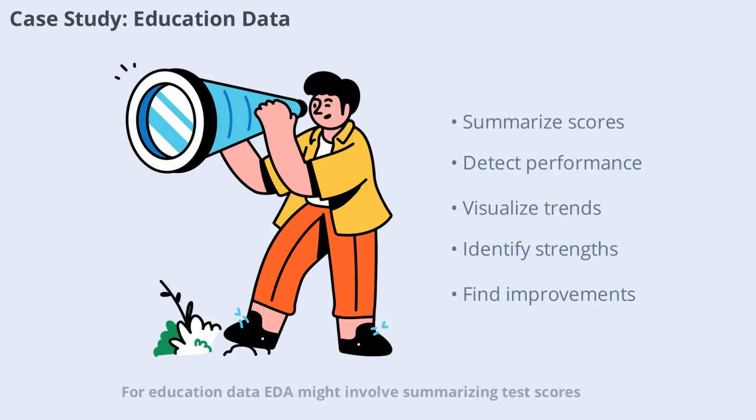For education data, EDA might involve summarizing test scores, detecting unusual performance, and visualizing trends across classes or schools. These insights help educators identify strengths and areas for improvement.